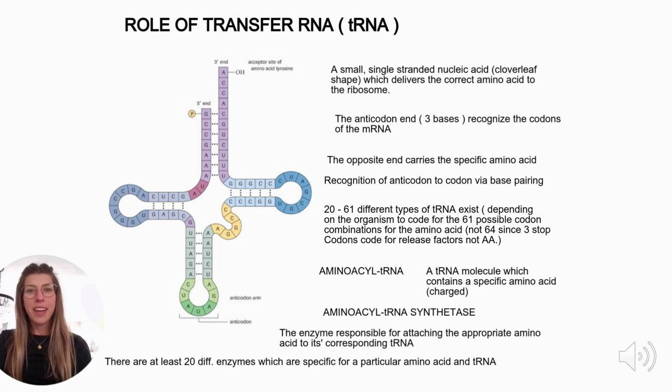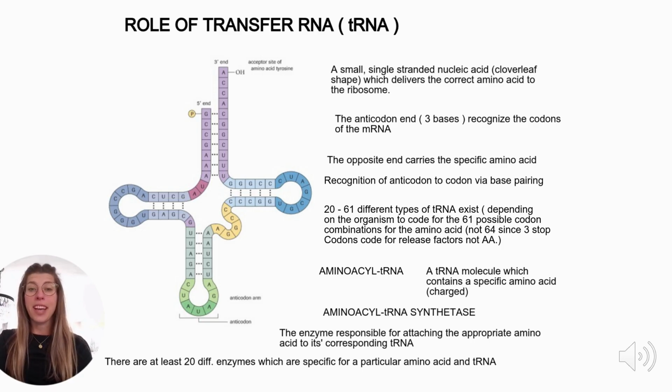The opposite end carries the specific amino acid. So you can see at the very end there, it says it's the acceptor site. So right up at 12 o'clock there, the acceptor site of an amino acid. In this case, it's tyrosine because the anticodon codes for that, takes it from the coding section of the mRNA.